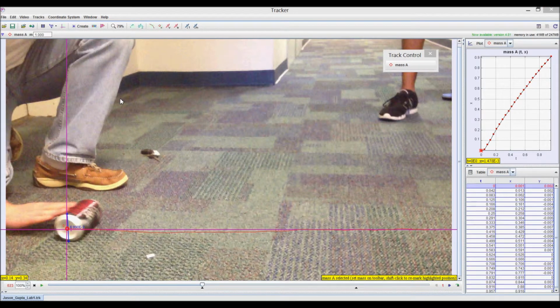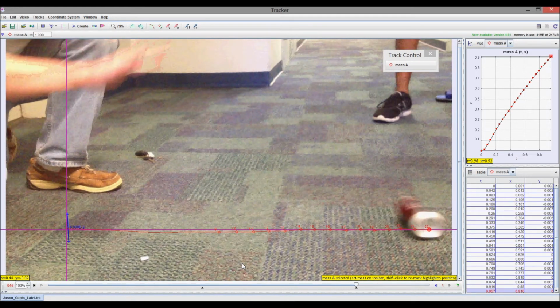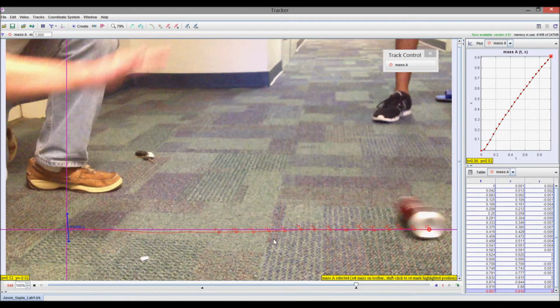Alright, now let's play the video and observe the motion of the Coke can. The Coke can moves in the positive x direction, and using these markers, we can get values for the position of the Coke can at different time intervals, as you can see here. Tracker will then graph these data points in this graph. As you can see, the line is relatively straight with a constant slope. This shows that the velocity is also relatively constant.